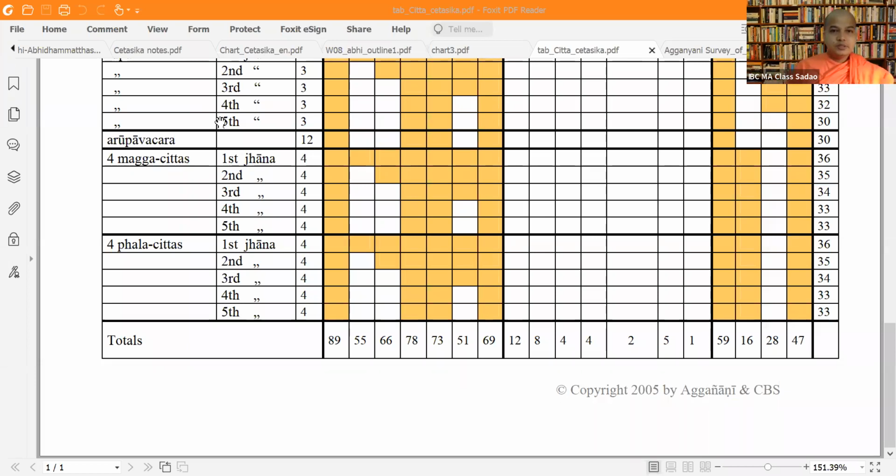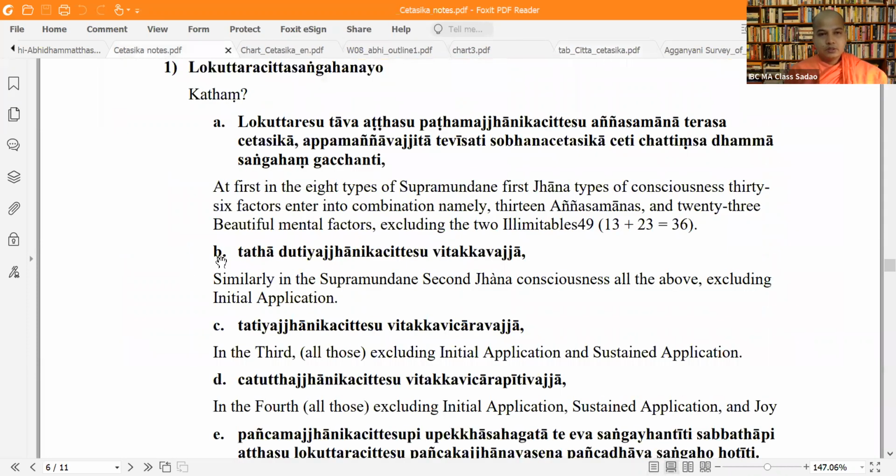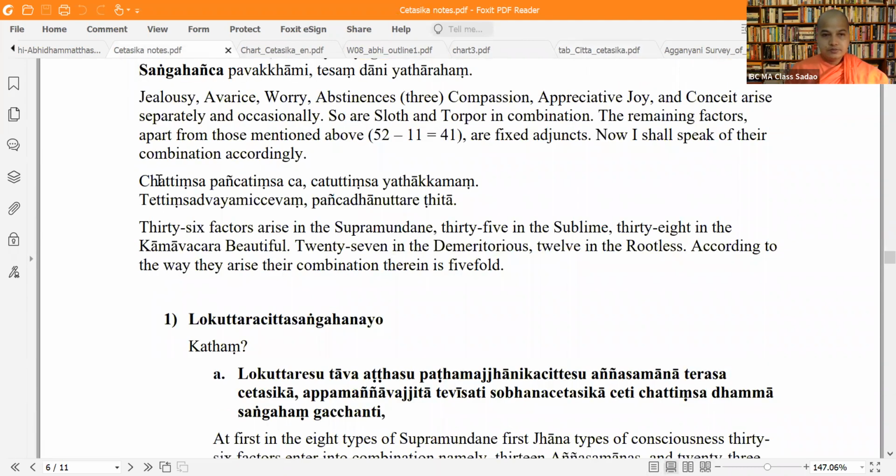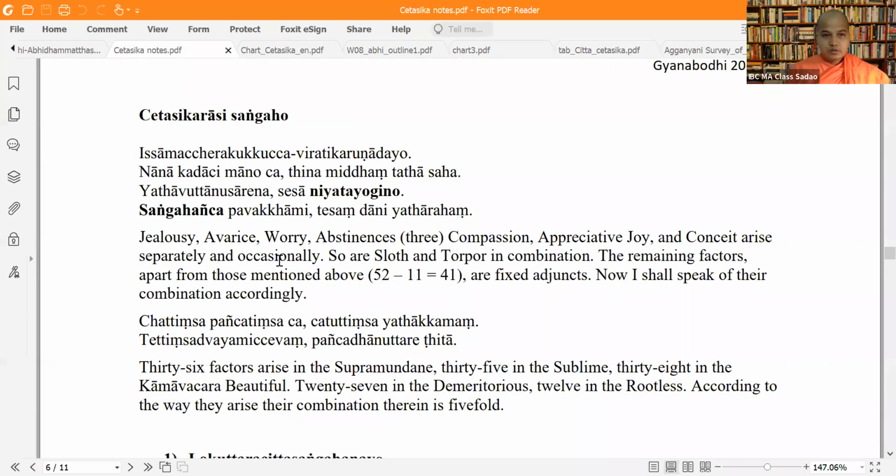Okay, let us resume the class now. So we have been looking at this combination of Chaitasikas with the Chitta. Now here we are going to look at a different combination. So this is Chaitasika Rasi Sangaho.